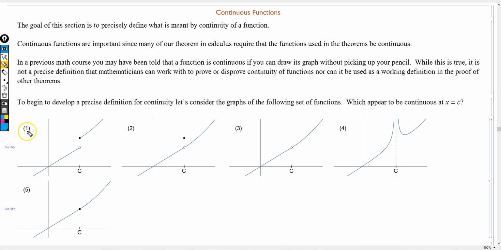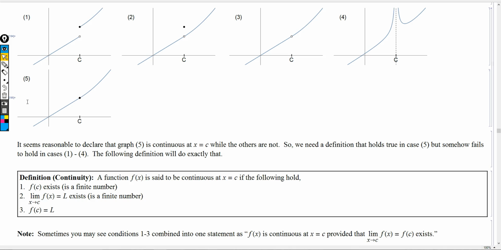So here is our definition. So we say that a function f of x is said to be continuous at x equaling c if the following conditions hold. First of all, f of c must exist. Second, the limit as x approaches c of f of x has to equal some number L. It exists. The limit exists. And then finally, number 3, f of c actually equals L. Now let's take a look at these graphs up here and see that only graph number 5 satisfies all 3 of these conditions.